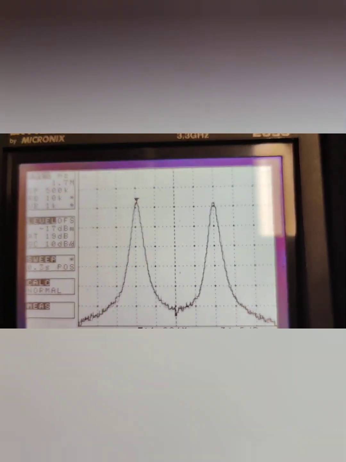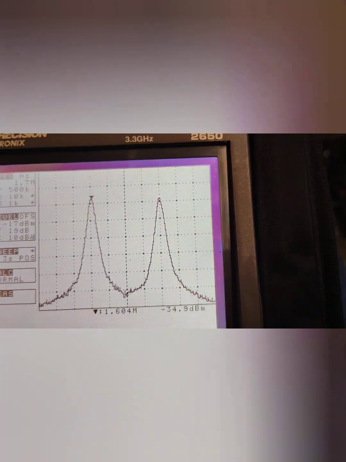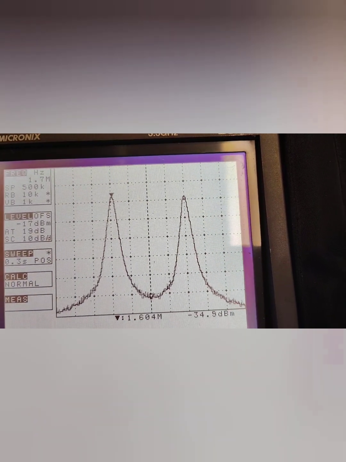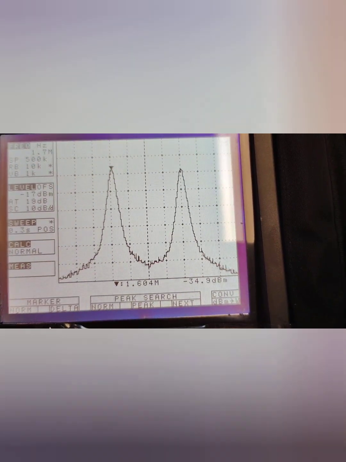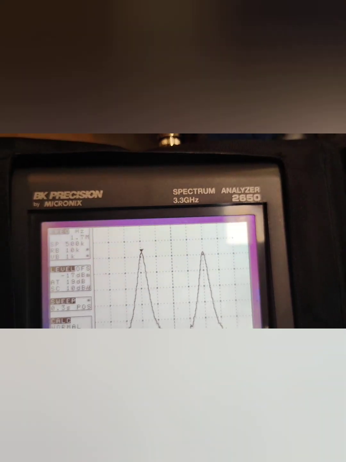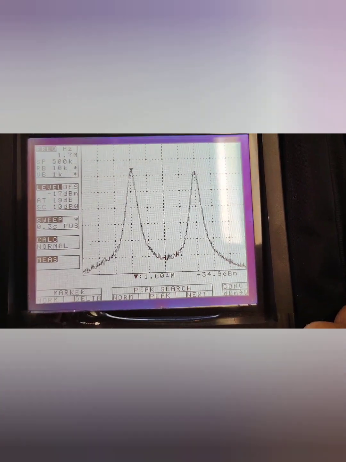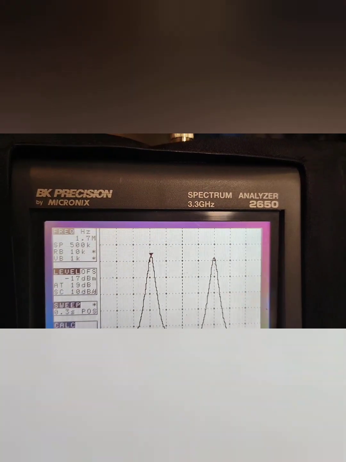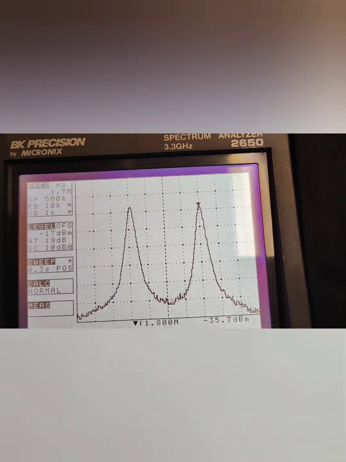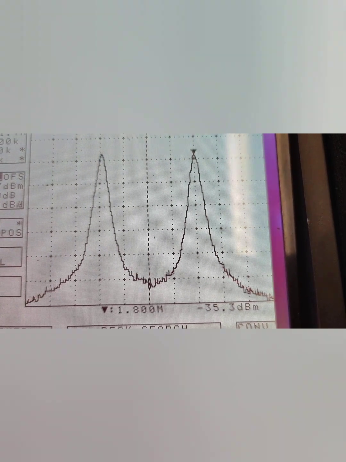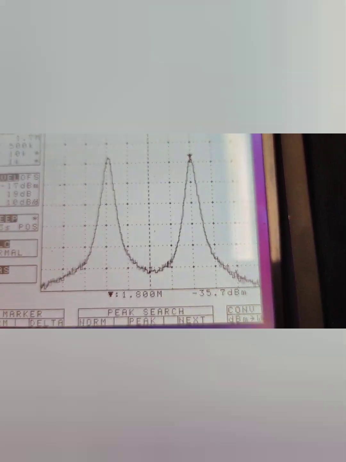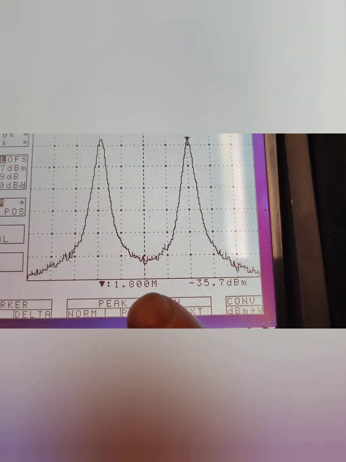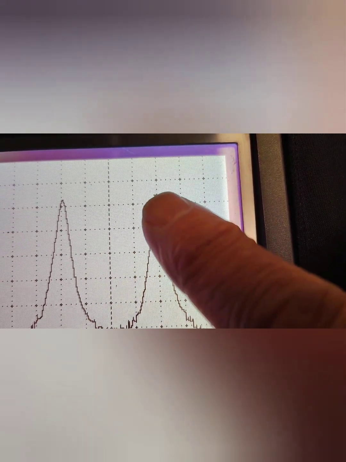And so if we put the cursor on this peak, it should be 1.8 megahertz. So I'm going to do that. Okay, hit next. There it is. That's it. You can see it's exactly 1.8 megahertz reading out, and the cursor is on this second peak.